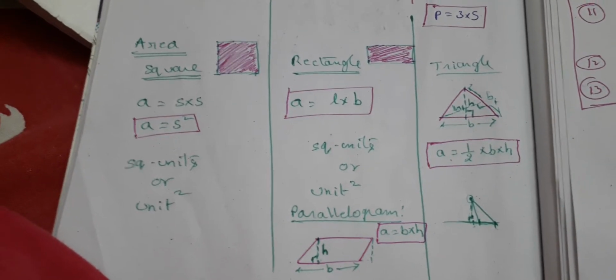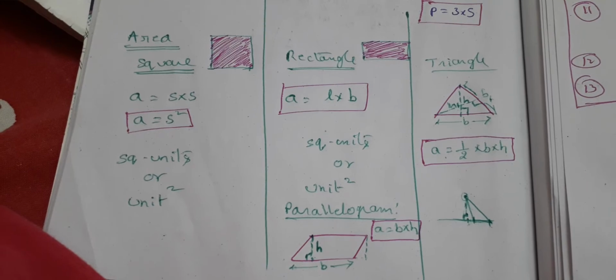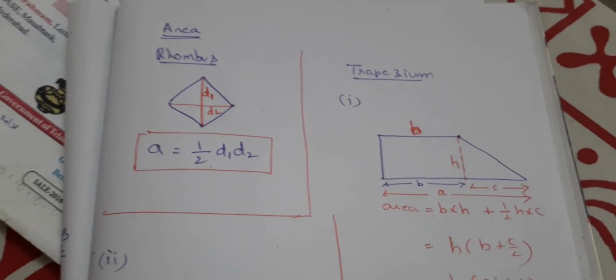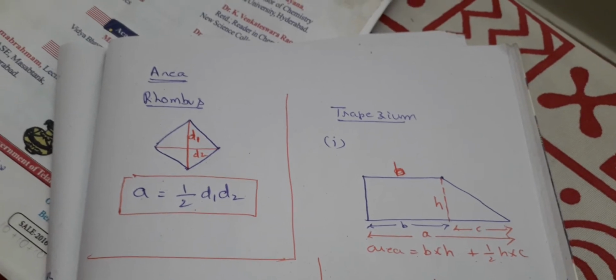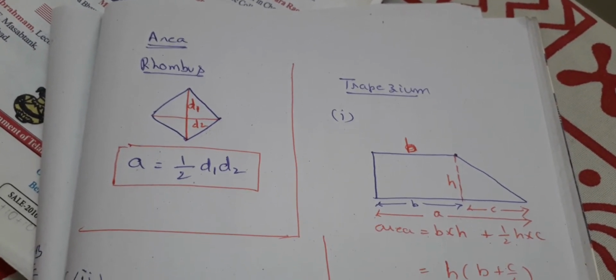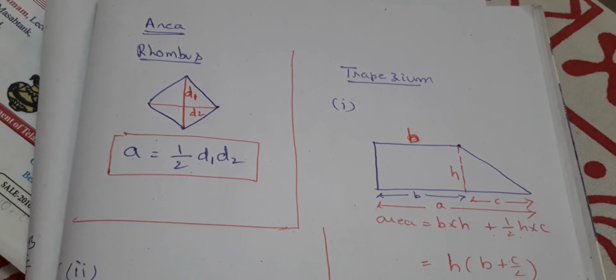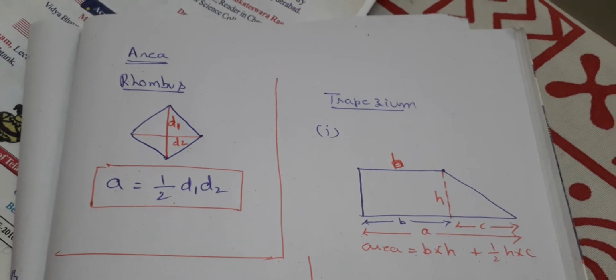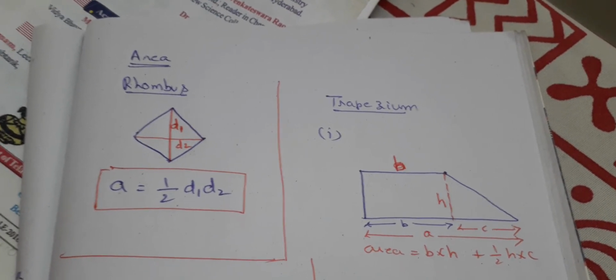Okay, now let us see the other geometrical figures. So area of rhombus. When the diagonals are given to you, then half d1 into d2. You know what the diagonals are? Those are shown in red color in the blue rhombus. So half d1 into d2 gives the area of the rhombus.